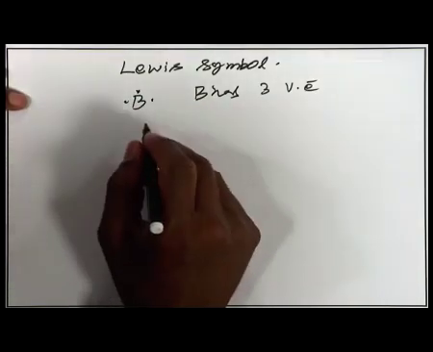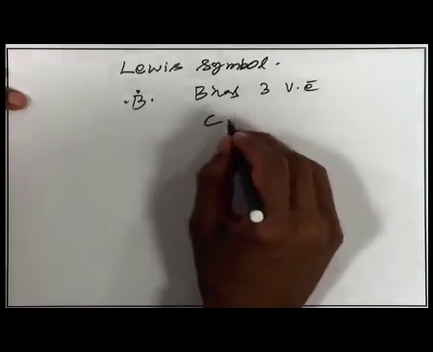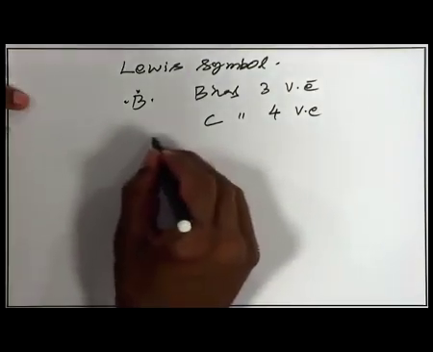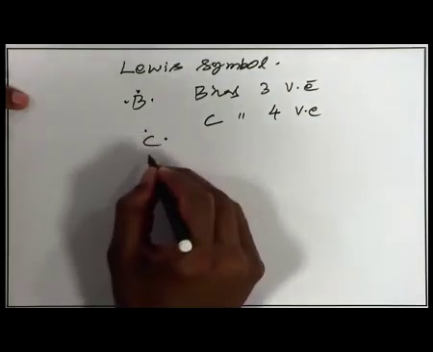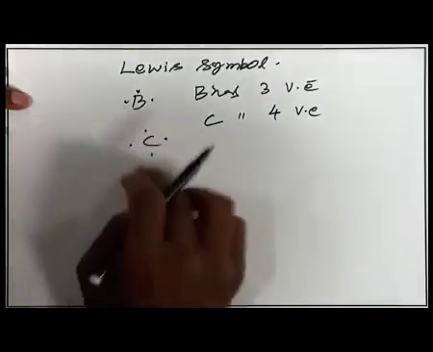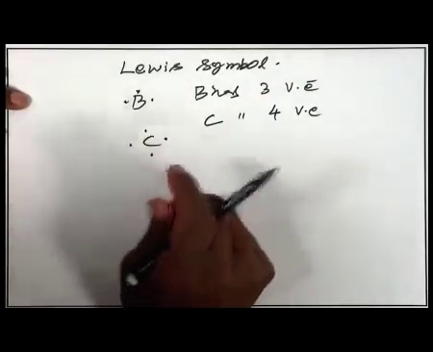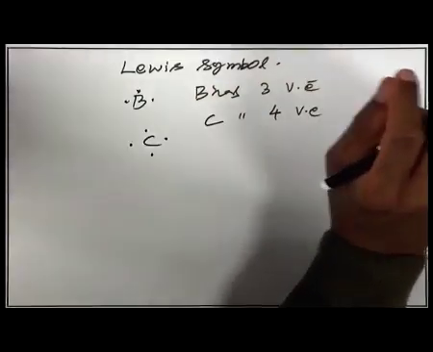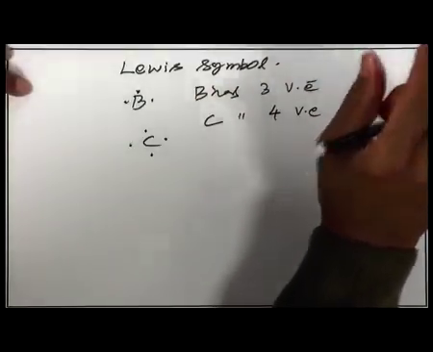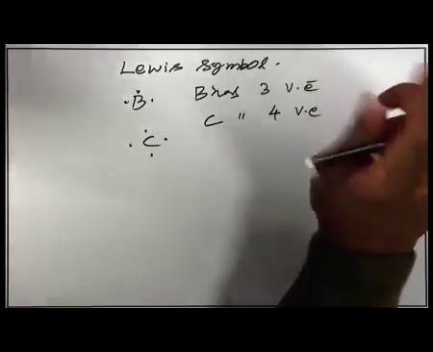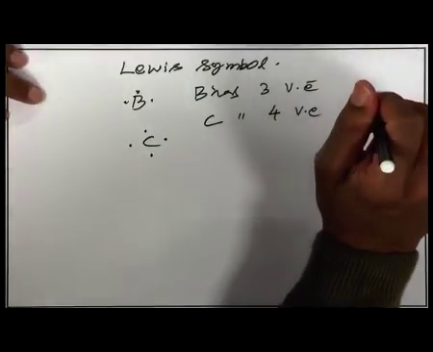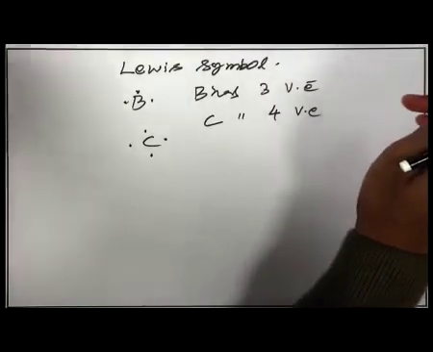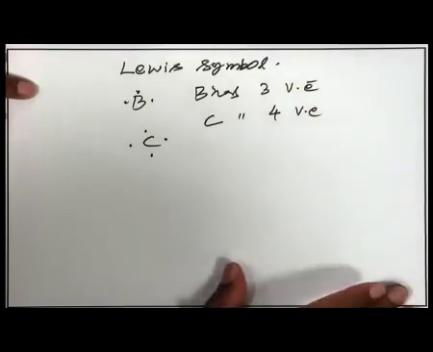Carbon, for example, has 4 valence electrons, which can be represented this way. These are called Lewis symbols, which represent how many unpaired electrons are present on an atom. Using Lewis symbols, we can draw so-called Lewis structures.